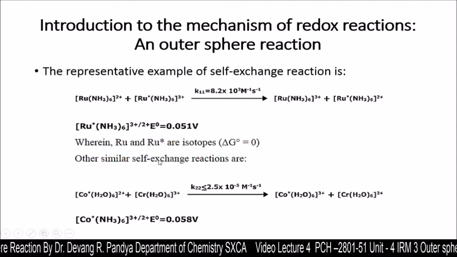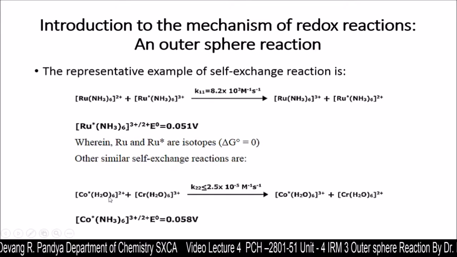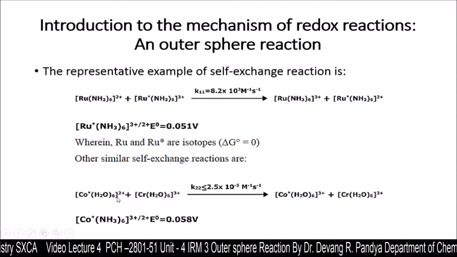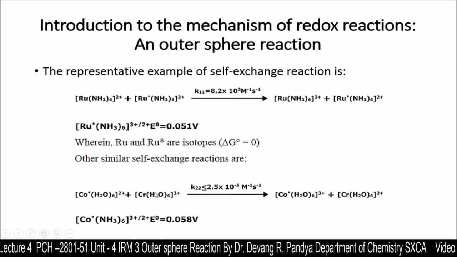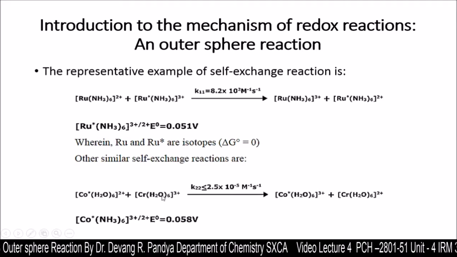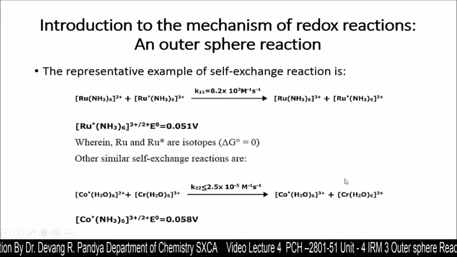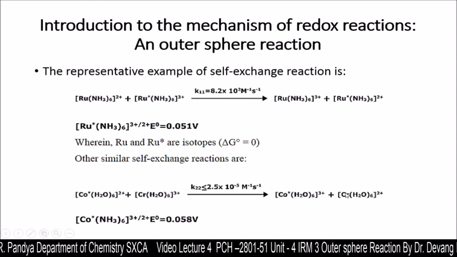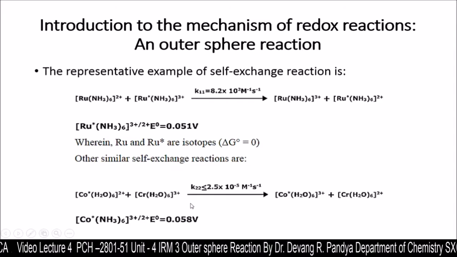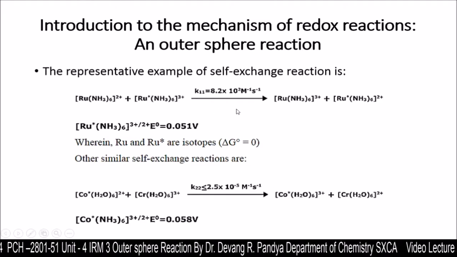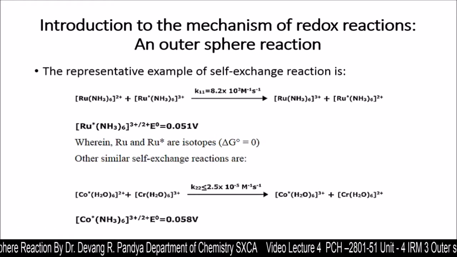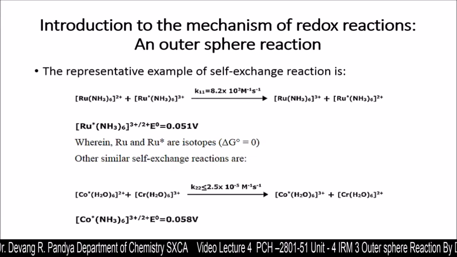The other simple self-exchange electron transfer reaction is this one, where two different metal centers are there, and yet electron transfer occurs from cobalt to chromium. The oxidation state of cobalt, which is +2 over here, is converted into +3, and the +3 of chromium is now converted into +2, gaining the electron, and the electrode potential would be 0.058 volt. So these are two examples of the self-exchange electron transfer mechanism, which is also known as the outer sphere ET reaction.